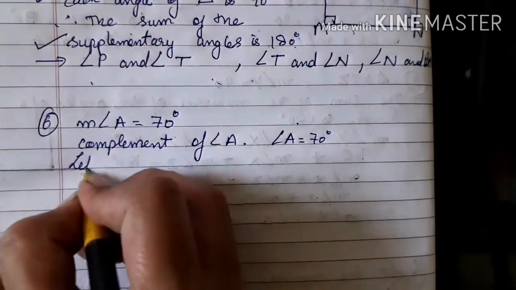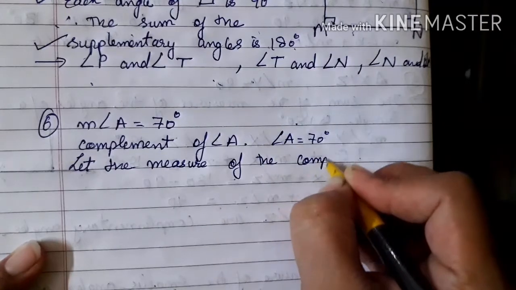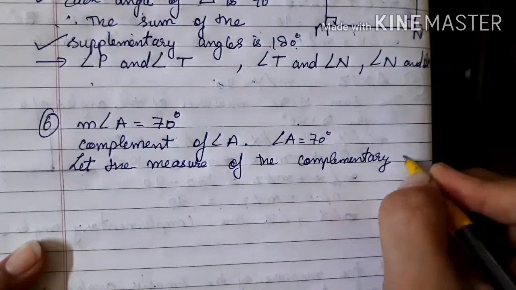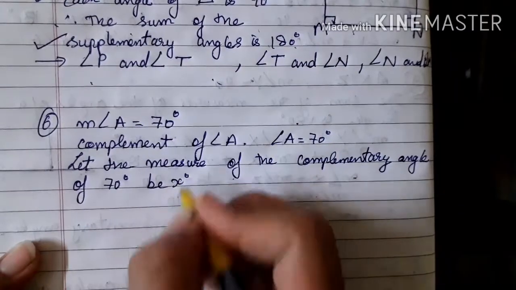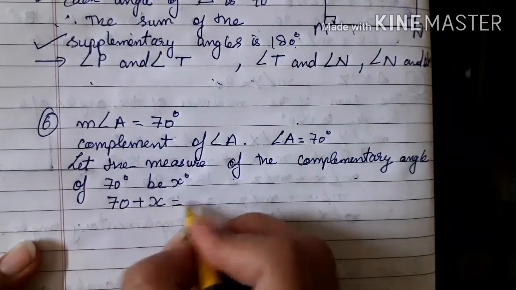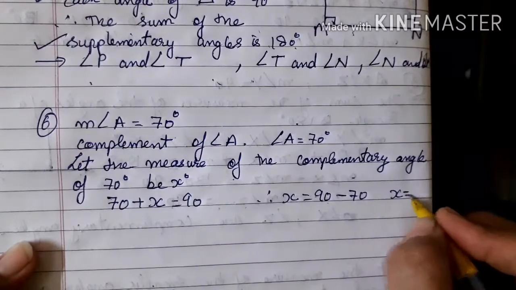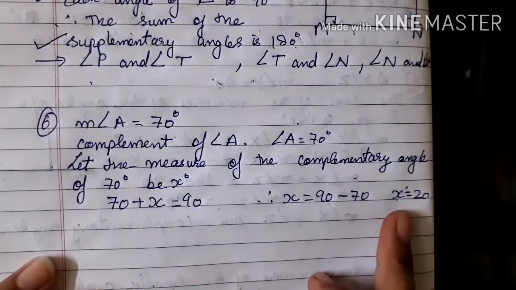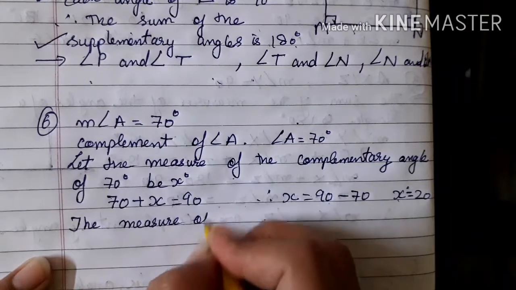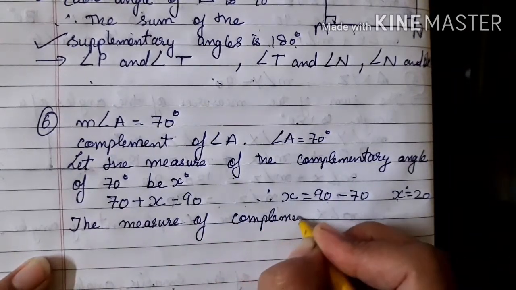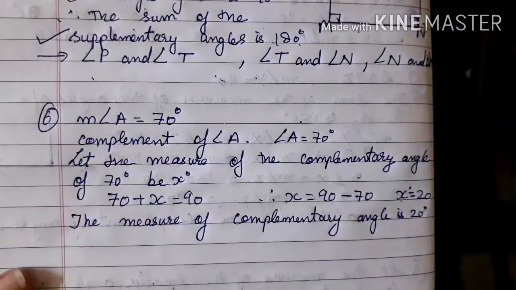Let the measure of the complementary angle of 70 degrees be x. Then 70 plus x is equal to 90. Therefore, x is equal to 90 minus 70. After subtracting it, you will get x is equal to 20. Okay, now what we got? We got the value of x. The measure of the complementary angle is 20 degrees. Now we have got a complementary angle.